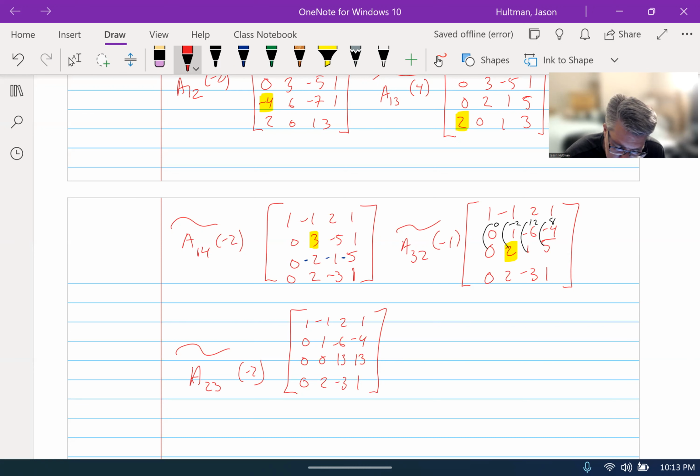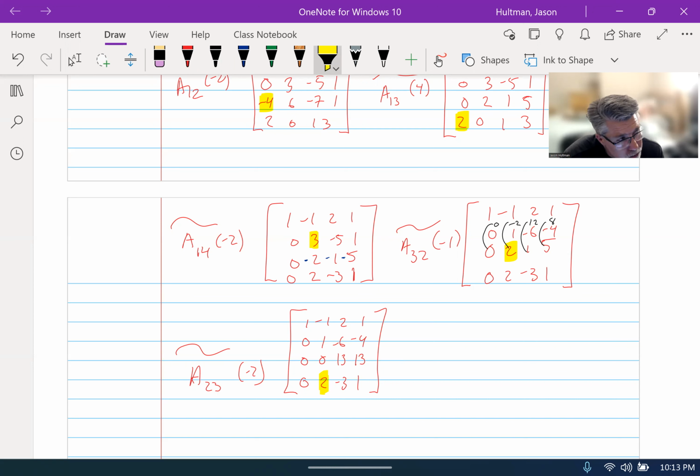Okay, let's go for the next zero below the one. So let's go for a zero in the fourth row, second column. So fourth row, second column, I want to get that to be a zero. Okay, because I really want that lower triangular matrix.